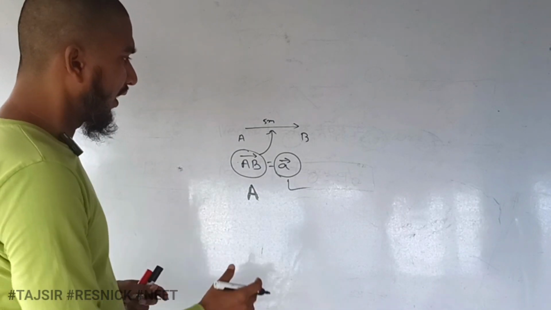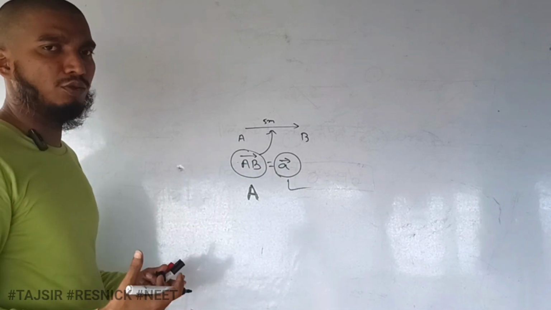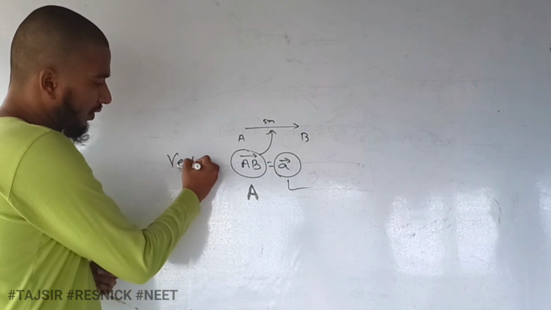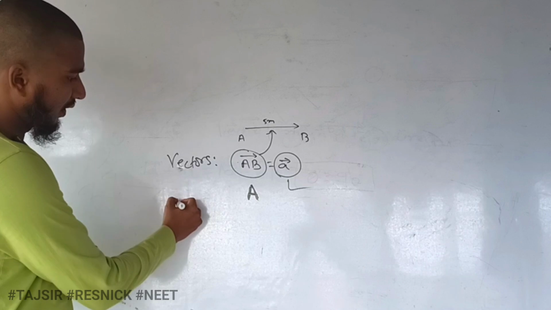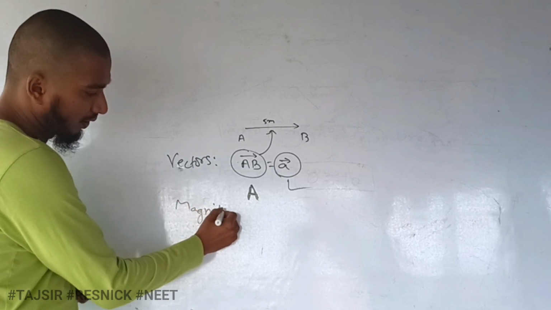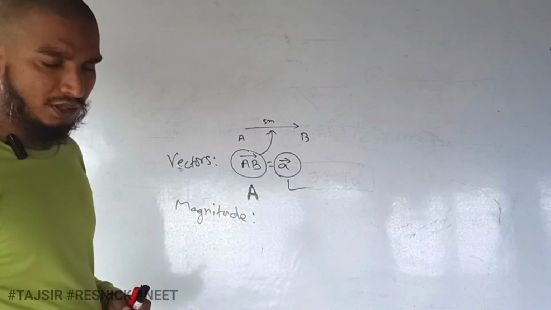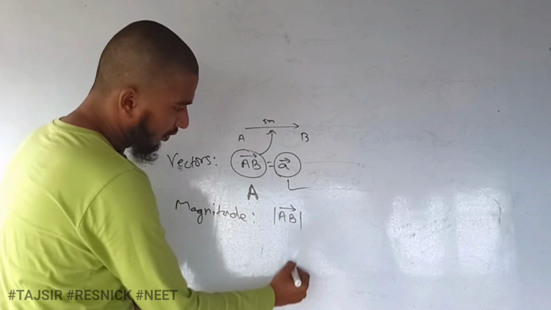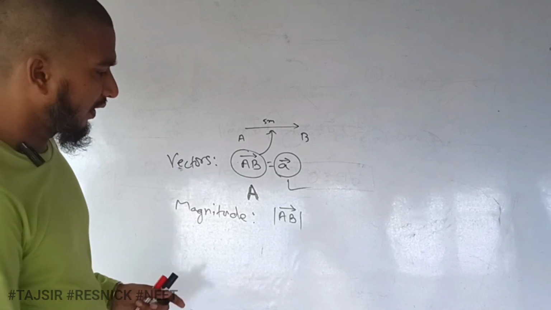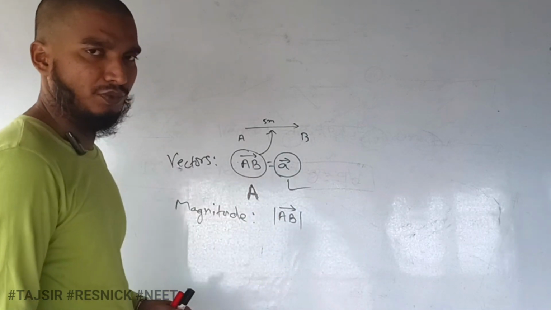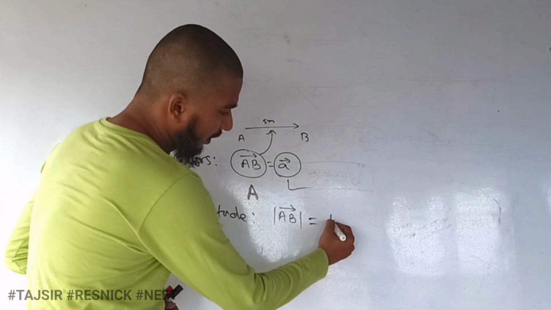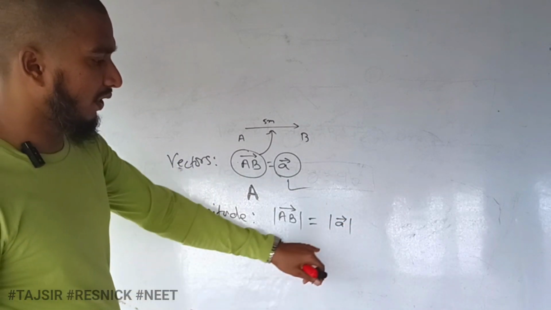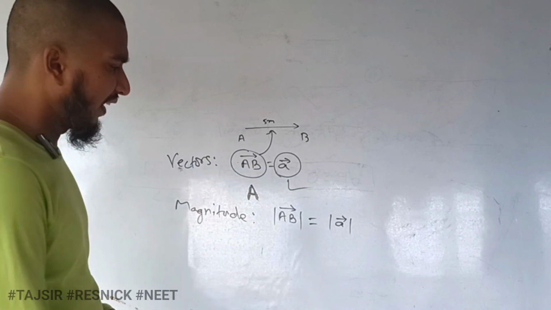But if we want to show the magnitude of a vector, we have another way. These are representing vectors, but we have magnitude as well. And for magnitude, how do we represent it? We can take AB and enclose it inside bars. This is known as the magnitude of AB. Or in a similar way, we can write our small letter a and enclose it into bars.